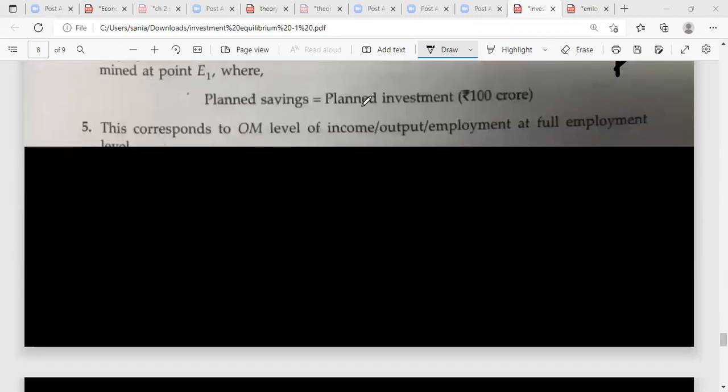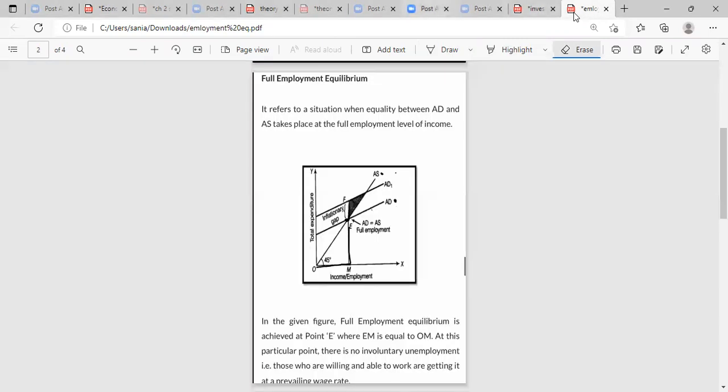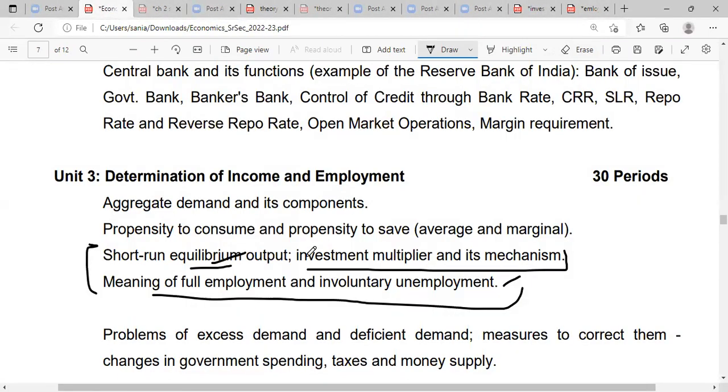Okay. Now we are going to start the new topic. Coming to the syllabus, when we were discussing the syllabus, this we are done: short-term equilibrium, two approaches. Then we have investment multiplier and the mechanism. But today we will do the meaning of full employment and involuntary unemployment, through which you can get the equilibrium. And in the next class, we'll discuss the investment multiplier and the mechanism. Clear? Yes, ma'am.